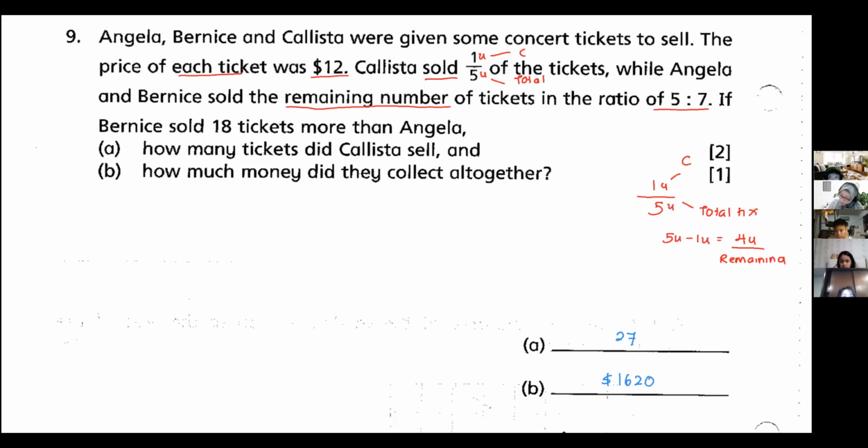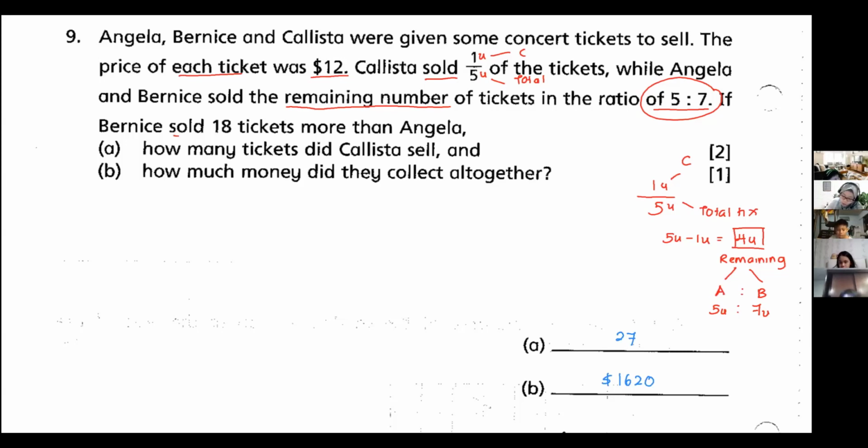And what happened to this remaining ticket? It is divided by the two girls, Angela and Bernice, at the ratio of 5:7. From here, this is unit, which means this is the total number of tickets that they have. If you look, the total is 4 units, but the total of Angela and Bernice is more than 4 units. Not the same. Something must be done, but we just park it on one side first. We come back to it later.